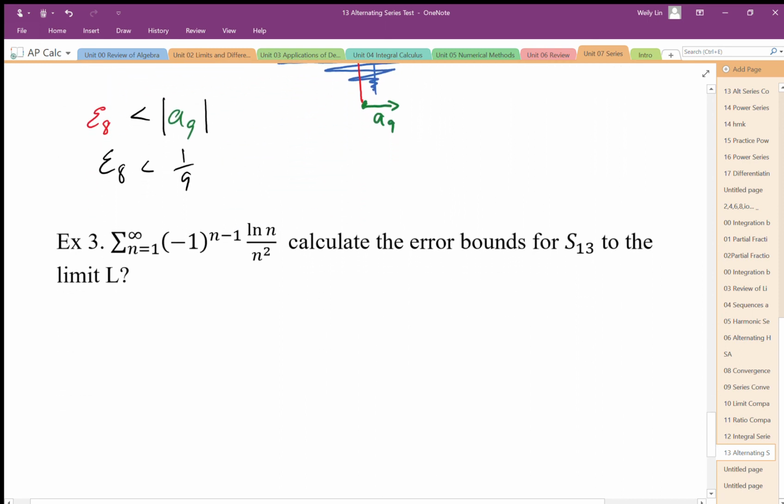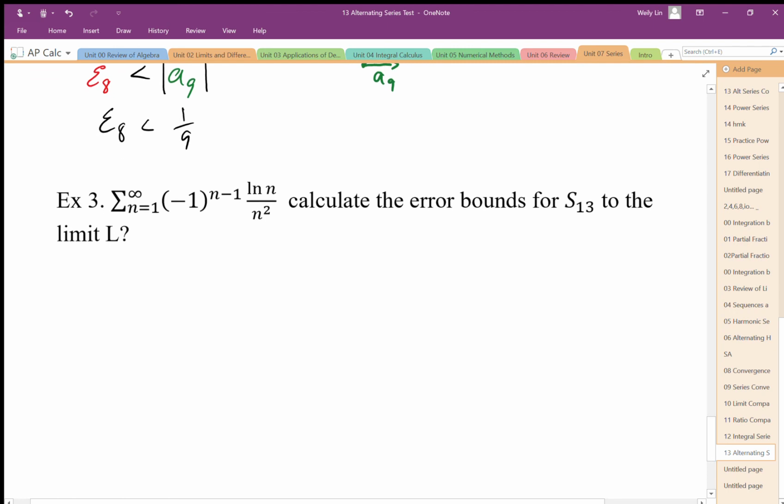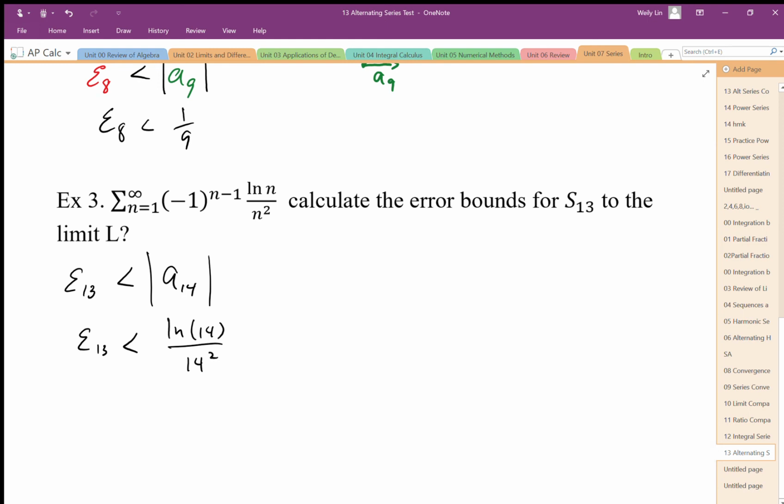Okay, so this last one here, we're just going to look at what the error bounds are for S13. So again, the same idea. We're just going to say that the error for S13 has to be less than A14. Okay, so when we plug it in, the error is going to be less than ln 14 over 14 squared, and we can work out the decimal value, and we can figure out that the error for the sum of this series must be less than that amount after 13 terms. If that's not good enough, I can just keep on going, adding more and more terms. Okay, so this is an error estimation theorem.